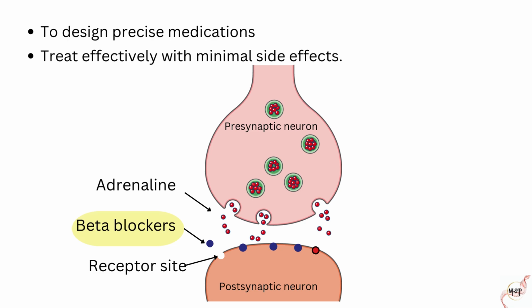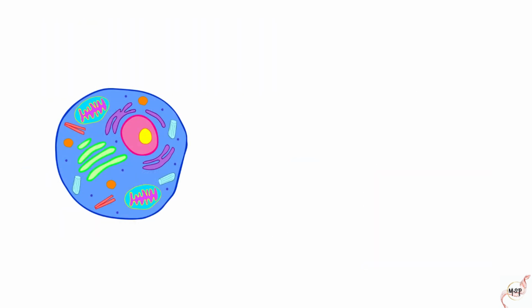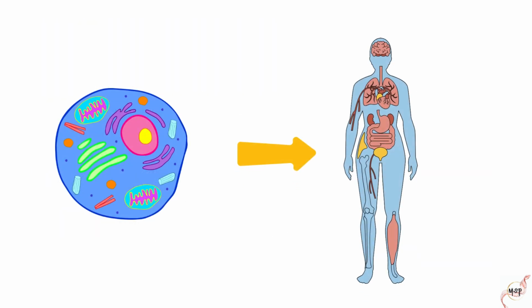Next one is experimental pharmacology. It is a branch of pharmacology that involves the use of laboratory-based methods to study the effects of drugs on biological systems, including cells, tissues, and whole organisms. In simpler terms, experimental pharmacology is all about studying how drugs work, from their effects on individual cells to their impact on the entire body.